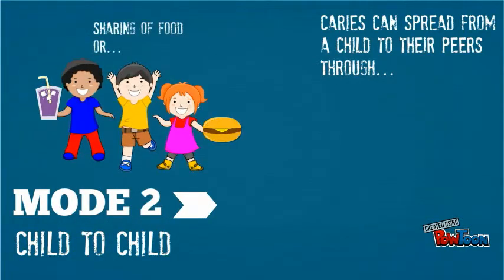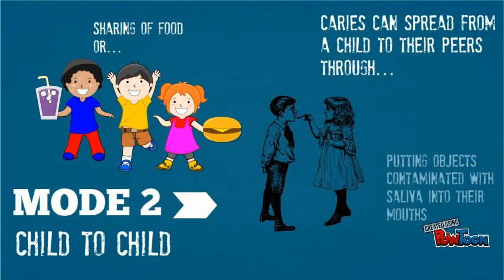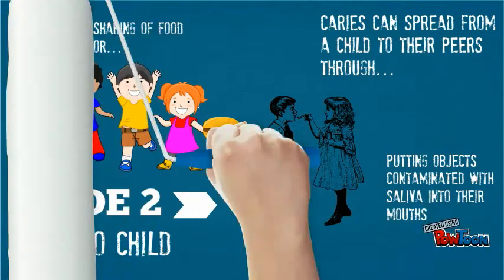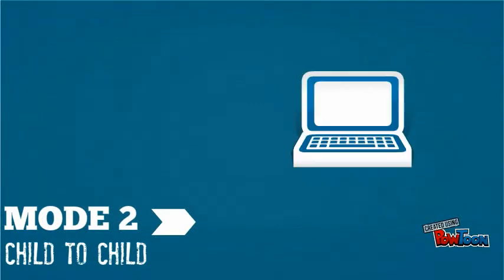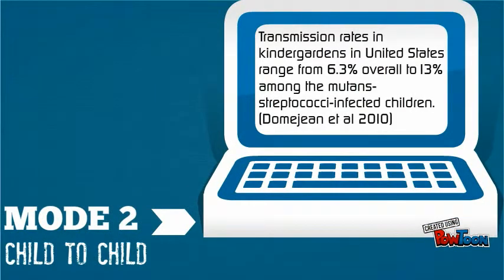Secondly, spread of bacteria of tooth decay can occur between children and their peers through shared food and objects. In the United States, transmission rates are 6.3 to 13%.